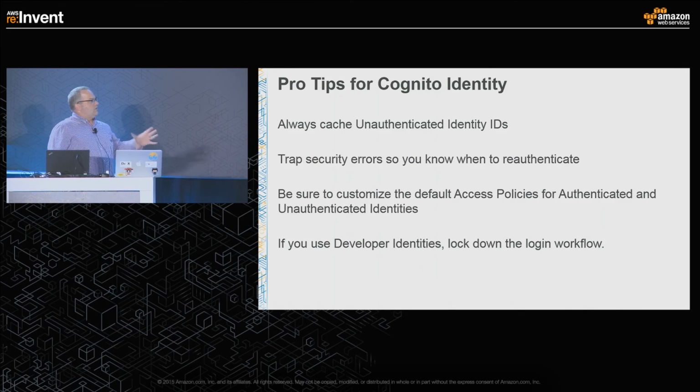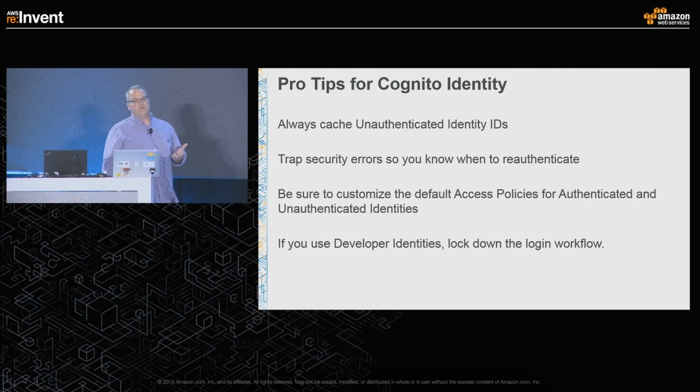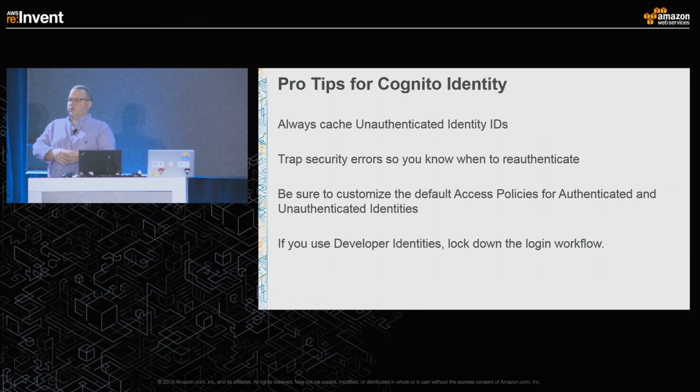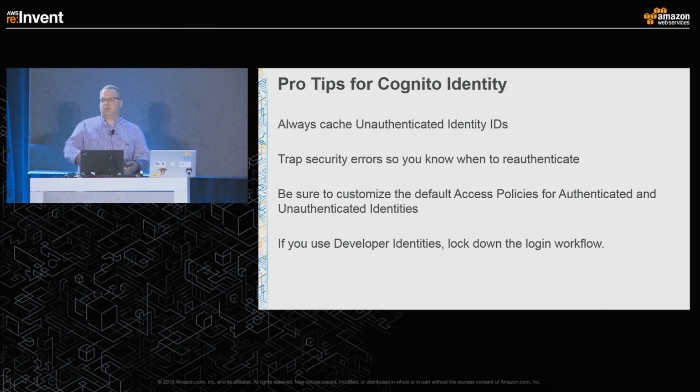So to close out the identity piece, here's a couple tips. Make sure you always cache your unauthenticated identity IDs, like we said before. That's something the SDK does for you automatically. It'll actually save it on your mobile device's storage. Trap security errors, so you know when to re-authenticate. Like we saw in the first part of the demo, if you hold your tokens for too long, they will generate a security exception, and you need to renew your credentials. Make sure to customize default access policies for auth and unauth roles. That's sort of a given. But even the default roles are still useful because your mobile apps can call mobile analytics and or Cognito Sync.